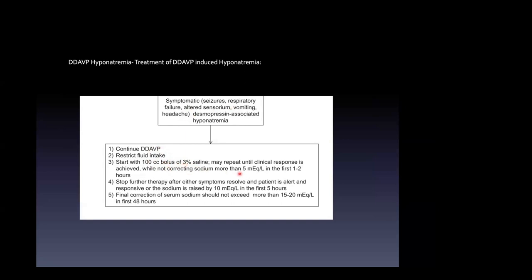More than the recommended. The recommendation is to increase sodium by a maximum of 8 to 10 milliequivalents per liter in the first 24 hours. In the first 2 hours, you can increase it rapidly by 5 millimoles per liter. Even within the first 5 hours, you can increase it by 8 to 10 millimoles. And in the first 48 hours, between 18 to 20 I would say is the safe sodium increase.